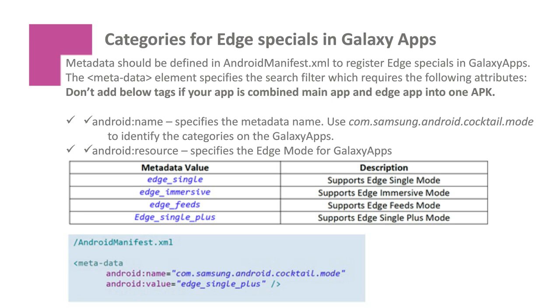So let me just quickly add one thing. There can be two ways you can develop an edge application. There can be a combined application, which means that you are combining the edge application within your main Android application. And the second is creating a standalone edge application. If you are creating a standalone edge application, you should add this metadata tag within your manifest file. But if you're creating a combined application, then you should not add this metadata tag, because if you add this tag, Restore will identify your app as an edge standalone application. So that's an important thing to notice here.